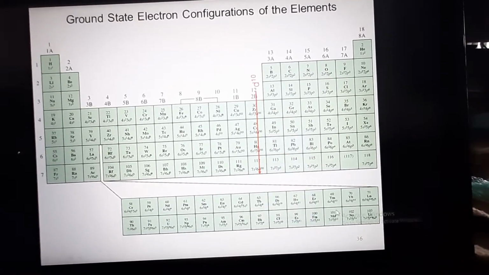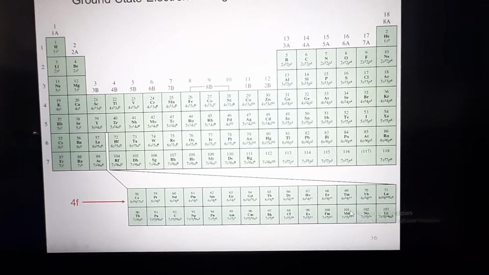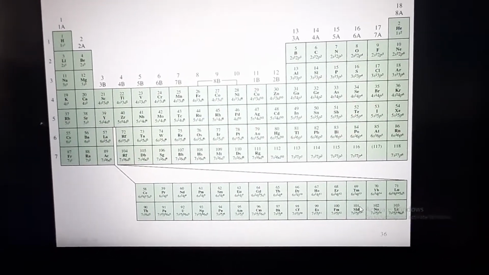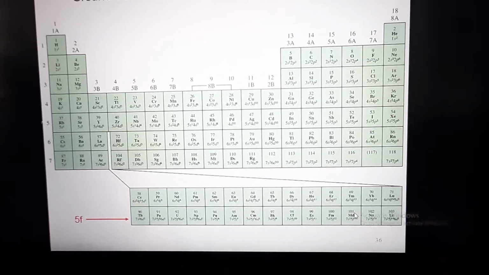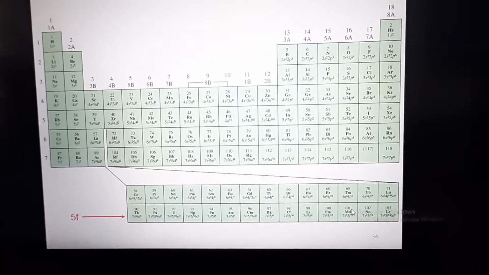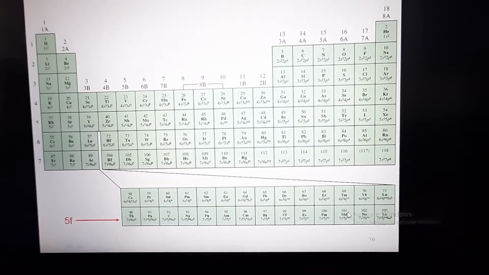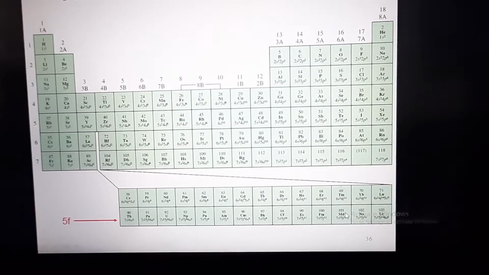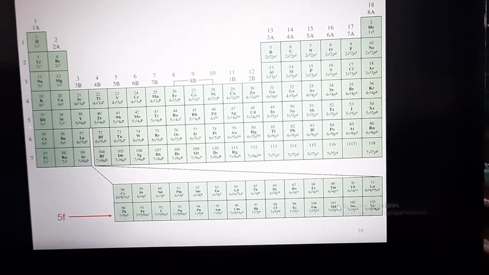And we also know that the lanthanides have a 4f and the actinides have a 5f. So this isn't just by coincidence that they all look alike when we write them out. It's because their electron configurations are all very similar in the highest energy level.